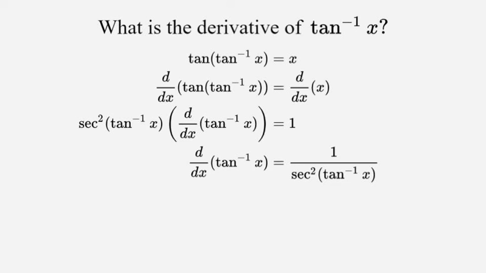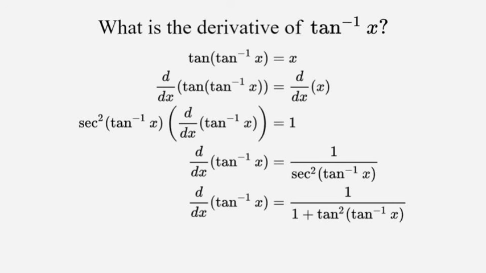And while that's correct, let's see if we can make it a bit more presentable by doing some further manipulations. One thing you might remember from your pre-calculus course is that secant squared is equal to 1 plus tangent squared. And so secant squared of tangent inverse of x is equal to 1 plus tangent squared of tangent inverse of x. And much like how tangent of tangent inverse of x is equal to x, tangent squared of tangent inverse of x is equal to x squared. And so now we have an answer that's a little bit easier to digest. The derivative of tangent inverse of x is equal to 1 over 1 plus x squared.